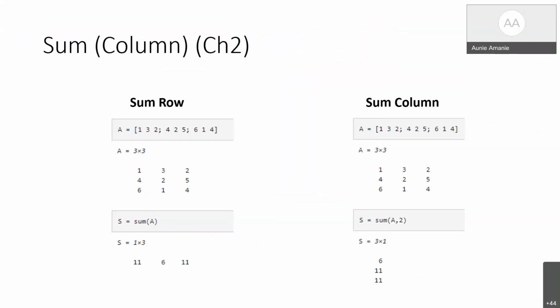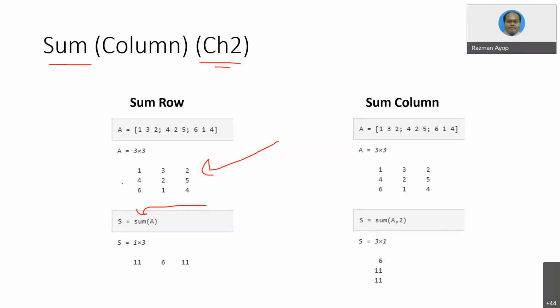Okay, the next part is summing the number. Okay, summing the array. Okay, this one I don't remember, I think it's chapter 2. Okay, so you have to know how to sum. Okay, make sure you know how to use sum. Okay, I give you an example. This is a 3 by 3 matrix. So when you want to sum this number, you just use sum.